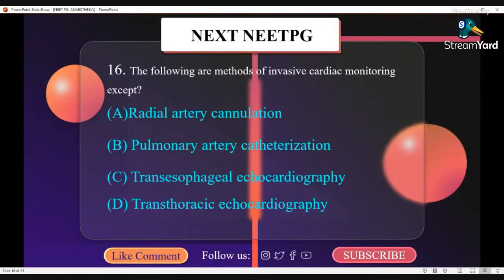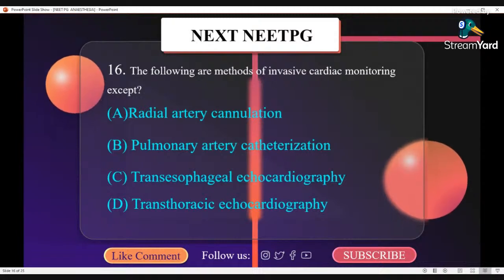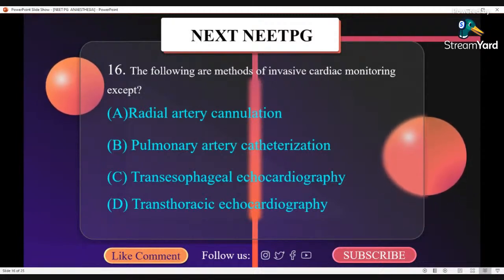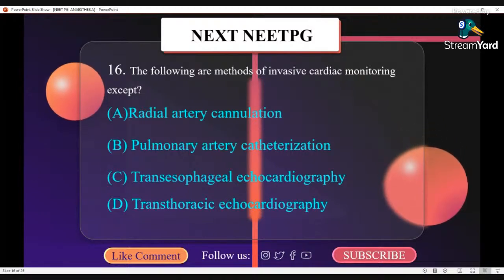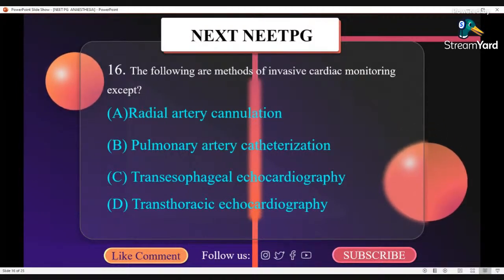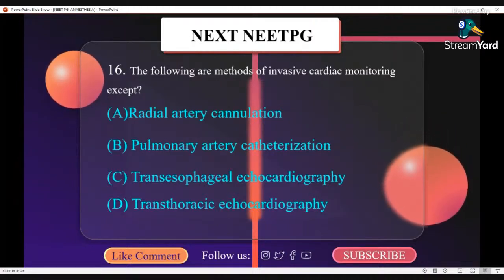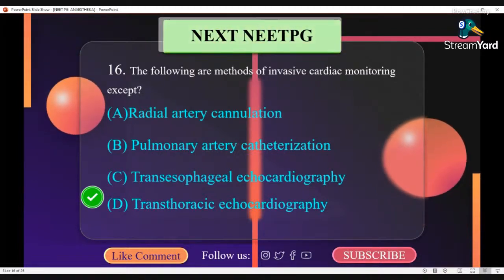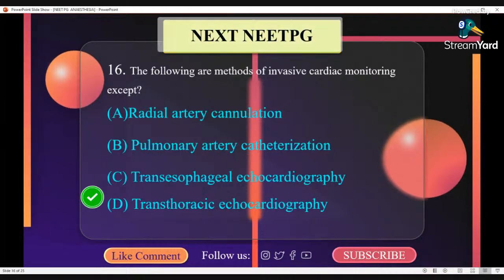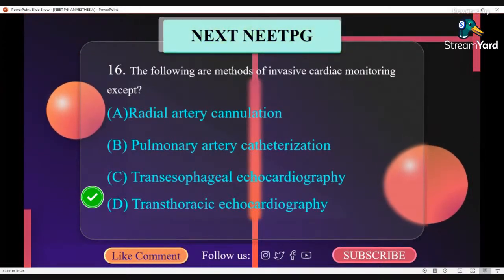The following are methods of invasive cardiac monitoring. Transthoracic echocardiography is a minimally invasive form of cardiovascular monitoring. So the correct option here is transthoracic echocardiography. It is minimally invasive. Others are invasive.